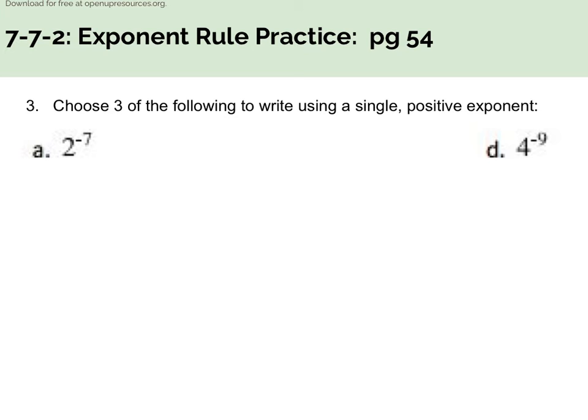So going into number 3, we're talking about negative exponents, right? Go ahead and write these with a positive exponent. So remember on A, we're going to have it as 1 over 2 to the positive 7th power. D, we're going to have it 1 over 4 to the 9th power. And yes, I know it says to choose 3 of them, but we're going to go ahead and do all of them, make sure that we understand and know how to do these.